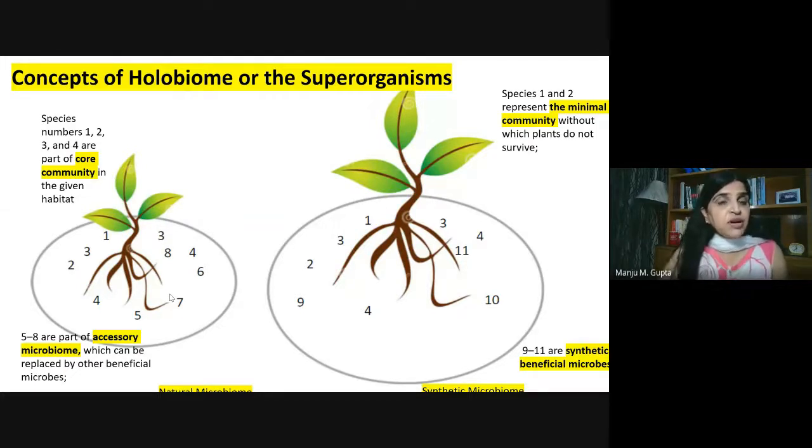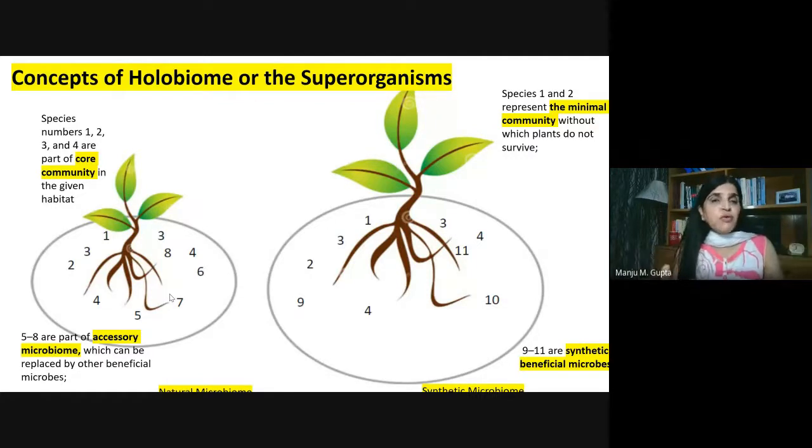There is another type of community in the microbiome, the accessory community. What is that? I have drawn this with 5 to 8. All these figures I have taken from that paper. So 5 to 8, what does that mean? This accessory microbiome, 5 to 8, means they can be easily replaced by beneficial microbiome, and 9 to 11 is synthetic microbiome. So, beneficial microbiome.